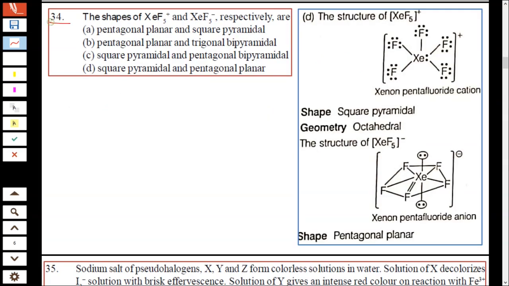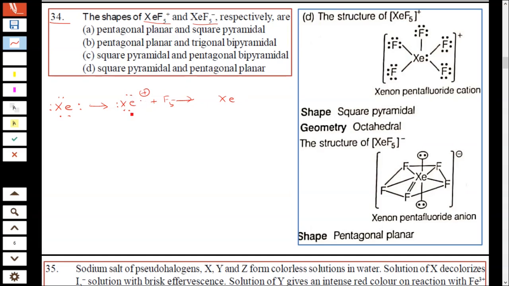Question number 34. The shapes of XeF5 plus and XeF5 minus, respectively, are pentagonal planar and square pyramidal. So which one is correct? You have to find it out. Listen. Generally xenon has 8 electrons. Now for Xe plus, if you remove one electron, xenon loses one electron. This is Xe plus. And you add 5 fluorine atoms, what you will get is XeF5 plus.